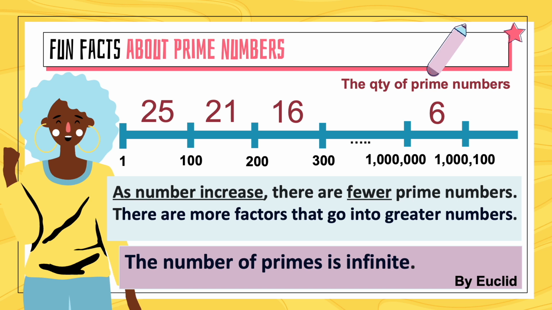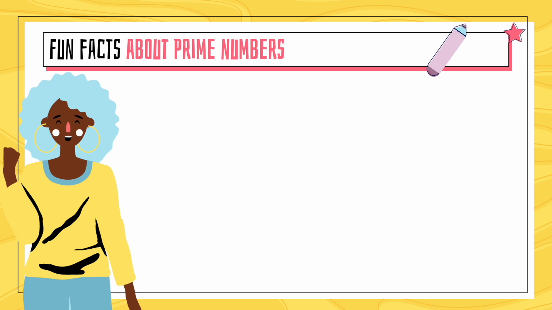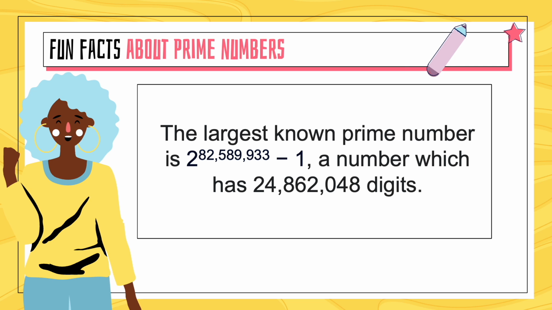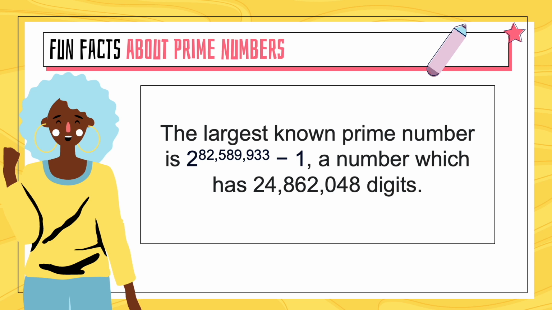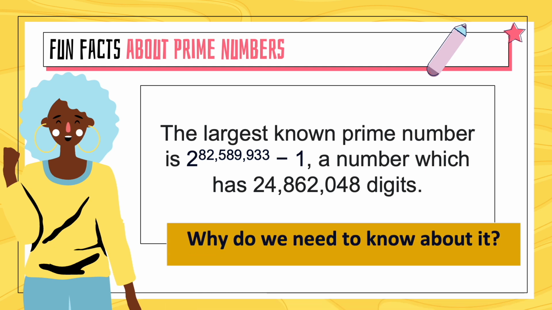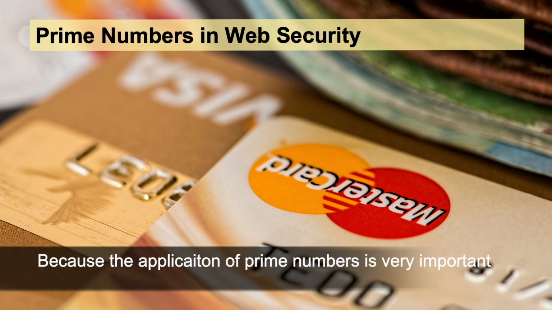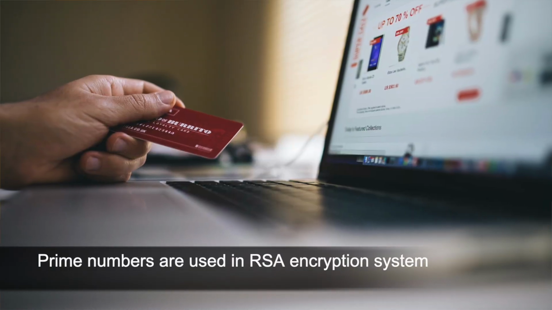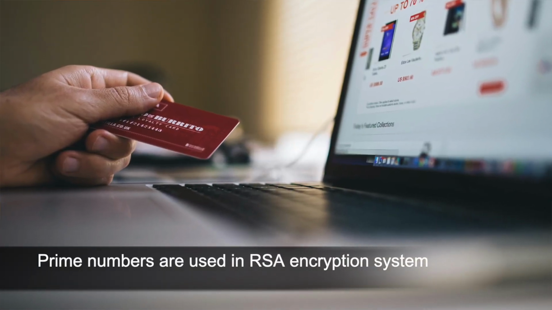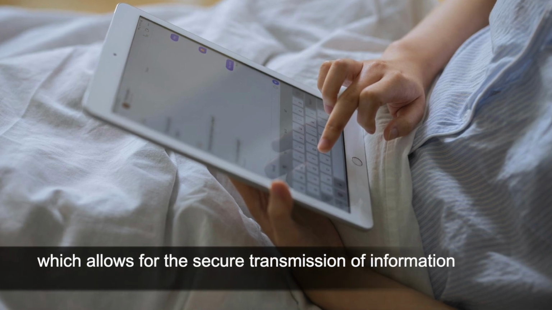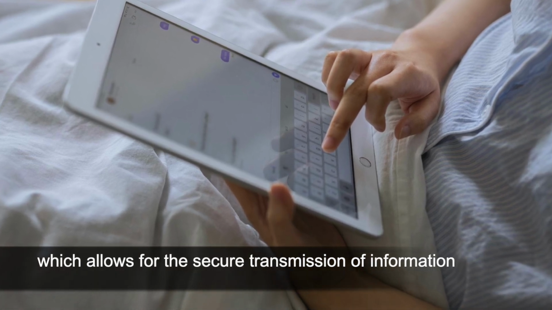The number of primes is infinite, as proved by Euclid. So far, the largest prime number is 2 to the power of 82,589,933 minus 1. But you might be curious why we need to know about it. Because the application of prime numbers is really important. Prime numbers are used in RSA encryption system, which allows for the secure transmission of information.